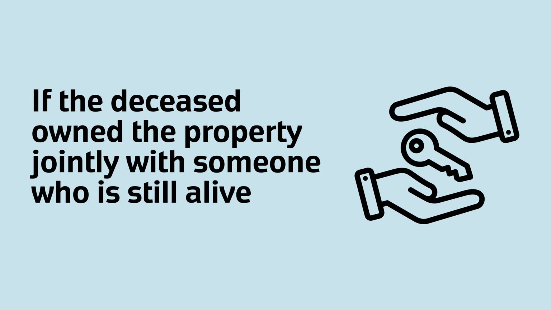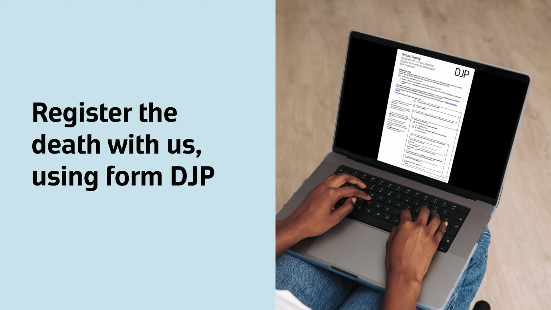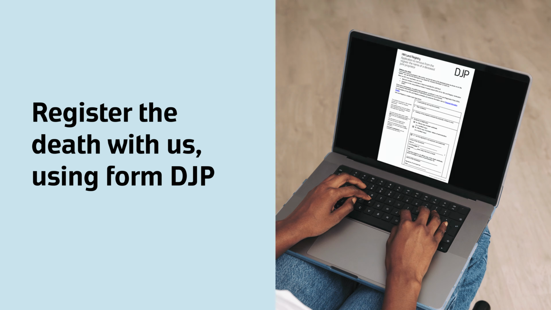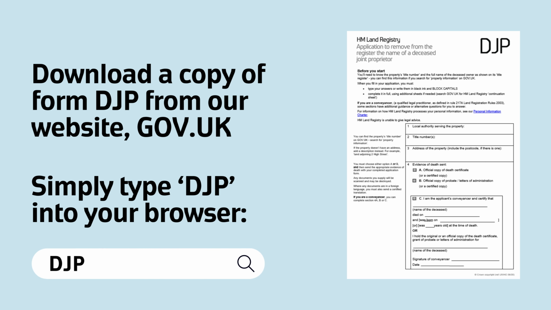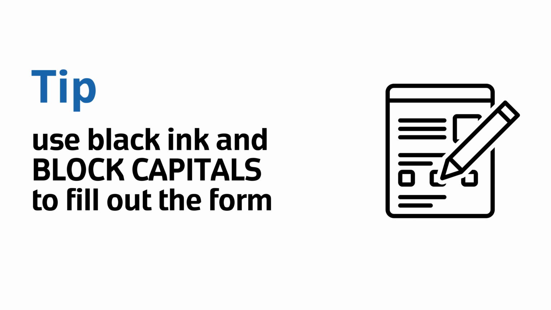If the person who died was a joint owner with someone who is still alive, you should register the death with us using the form DJP. You can download any of our forms, including Form DJP, from our website gov.uk. Simply type DJP into your browser. If you're ready to start, let's fill it in. Just before we do, a quick tip. Please use black ink and block capitals to fill in the form.